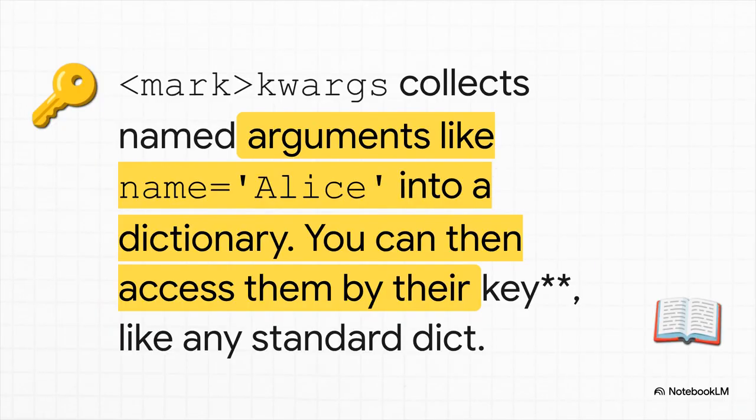Let's check out this info function. When we call it with name equals Alice and age equals 25, you can see that inside the function, kwargs literally becomes a dictionary. Name equals Alice, age equals 25. From there, you can treat it just like any other dictionary, checking for keys and getting values. This is incredibly useful for things like optional settings or configurations.